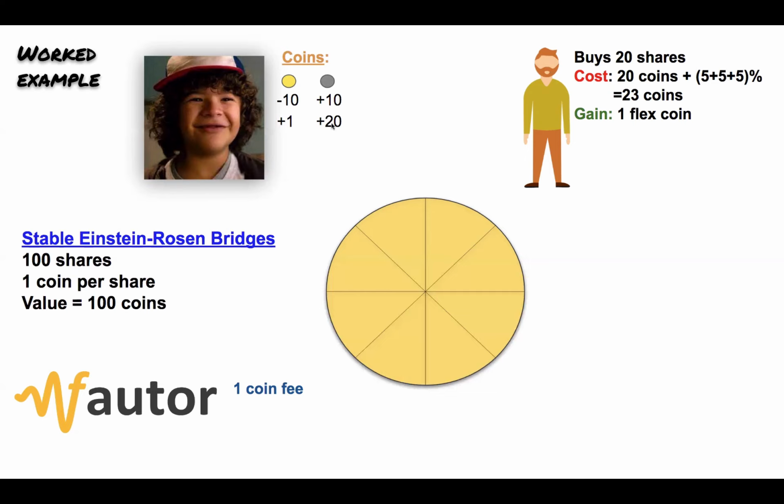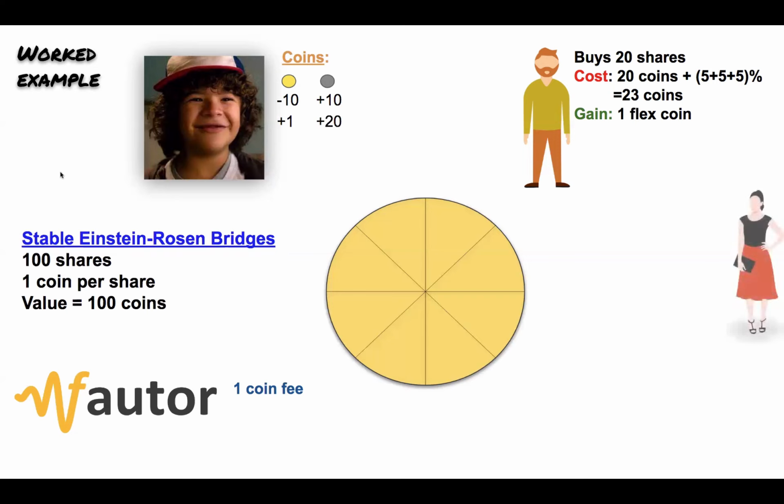But Dustin also generates non-flex coins from the sale of shares. So he gets 20 non-flex coins, which was the cost of the original shares that John bought. Okay, so that's great. That's one person buying 20 shares. How does this happen? Well, what happens if more people buy more shares?